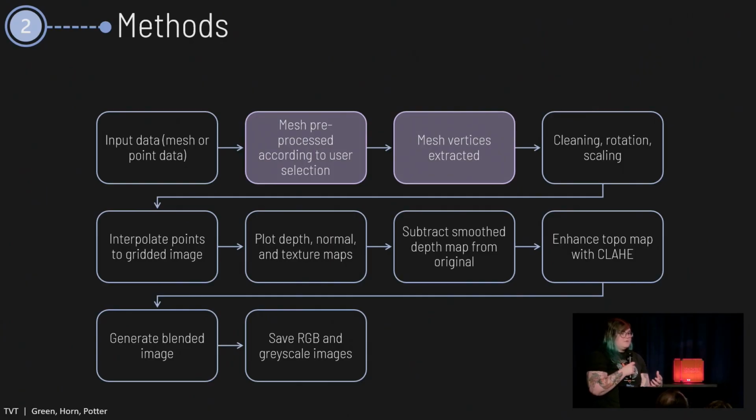And then the data that's remaining gets interpolated to a gridded image. And then from there, we generate the depth map, normal map, texture map, and create the topo map, which is similar to a local relief model, but more like a difference map because we're not taking the contours. And then we do the image enhancement with contrast limited adaptive histogram equalization. And then we create a blended image, which is a mix between texture map and the enhanced topo map. And then everything gets saved in color and grayscale.